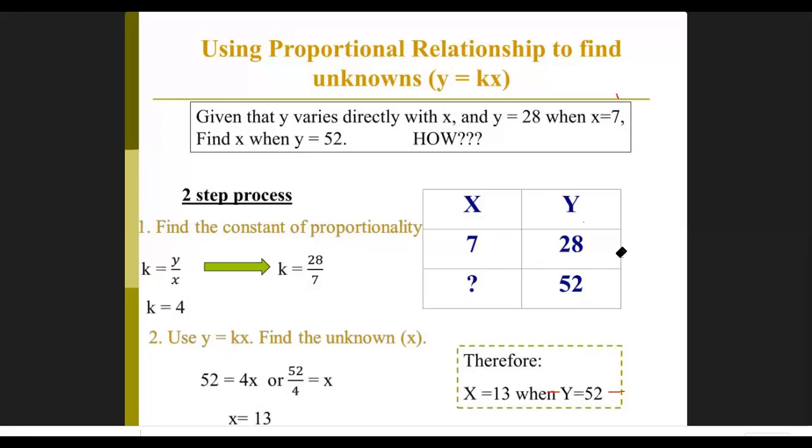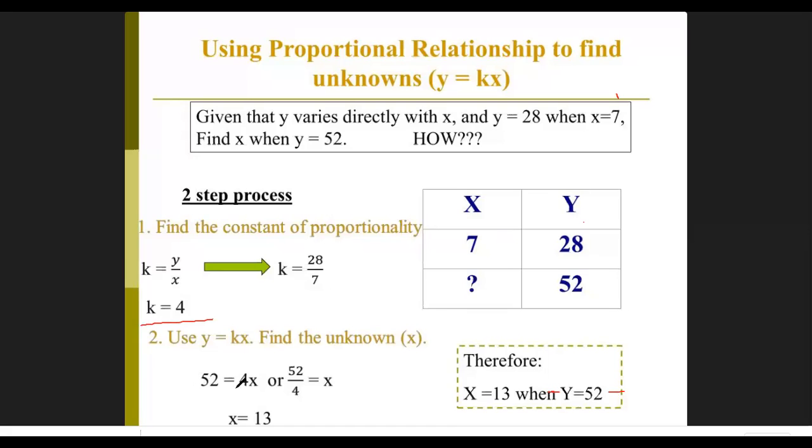Do we have a third way? Yes. Can't we just do 52 divided by 4? Yes, this is the third way. If you say 52 divided by 4, it is because the constant value was 4. So this is the third method which I'm going to say: k equal y over x. Then k equal 28 over 7. Then k equals how many? k equals 4, right?